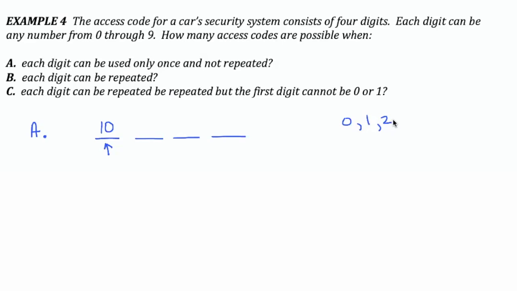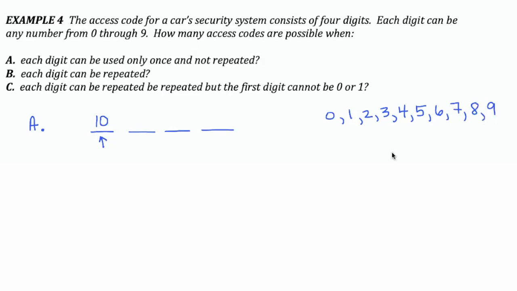Why? Well, take a look at my list of digits. And if I decide my access code is going to start with a 3, and I can't use that again, now I'm down to 9 possible digits for the next digit in my code. And then if I can't repeat what I chose for my second spot, maybe I went with 7, well, now I'm down to 8 choices for the third digit and 7 for the last. Counting principle says we're going to multiply those together to come up with our answer, and that turns out to be 5,040. So that's a lot of access codes.